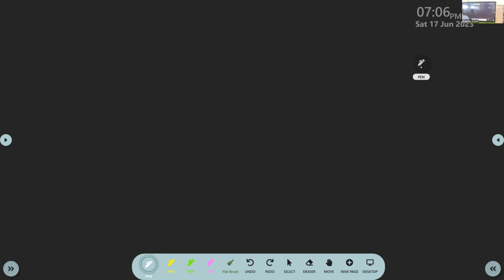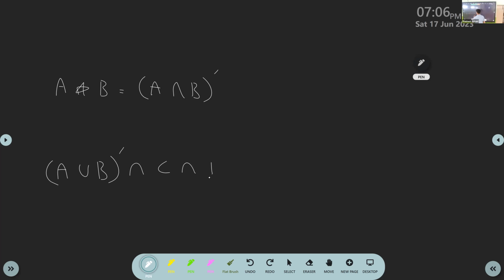If you remember what the star operation was, can everybody tell me again? A star B is defined as A union B complement. And the question I gave you was to find A union B complement intersection C intersection E. So suppose you have to design some electronics to do this, and you have to use components.